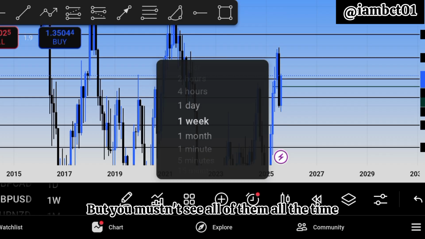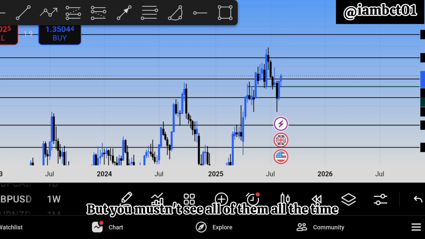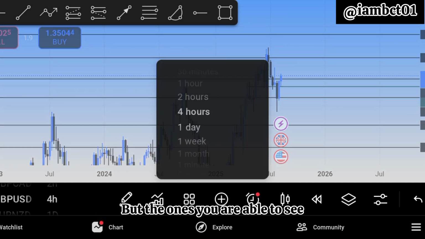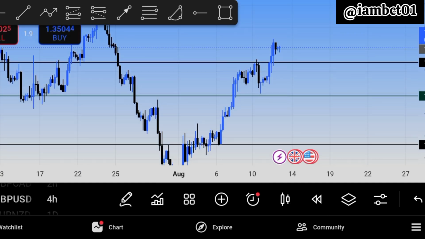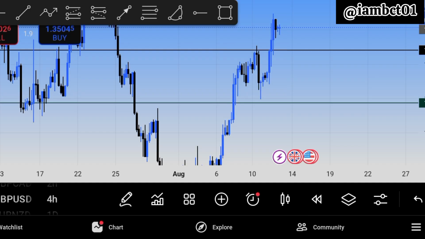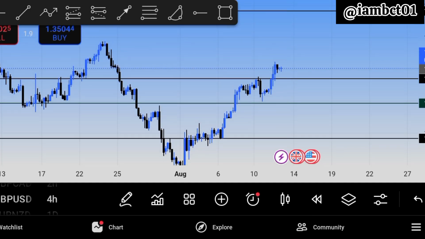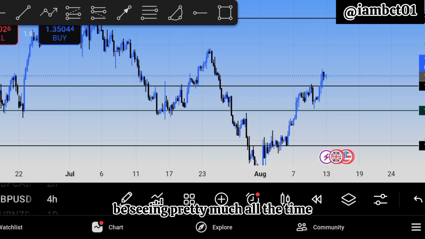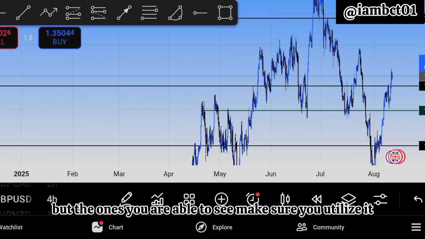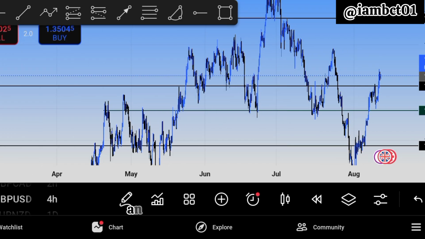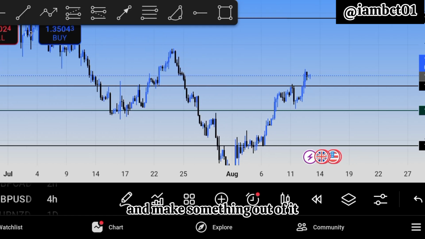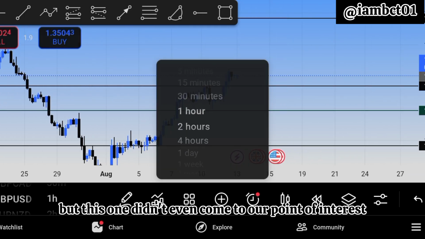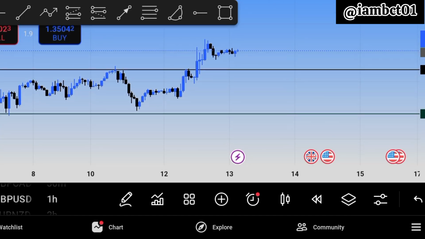But anyway, you mustn't see all of them all the time, but the ones you are able to see, you make sure you trade from it. So that is just pretty much what it's all about. You are not going to be seeing pretty much all the time, but the ones you are able to see, make sure you utilize it and make something out of it. But this one didn't even come to our point of interest.